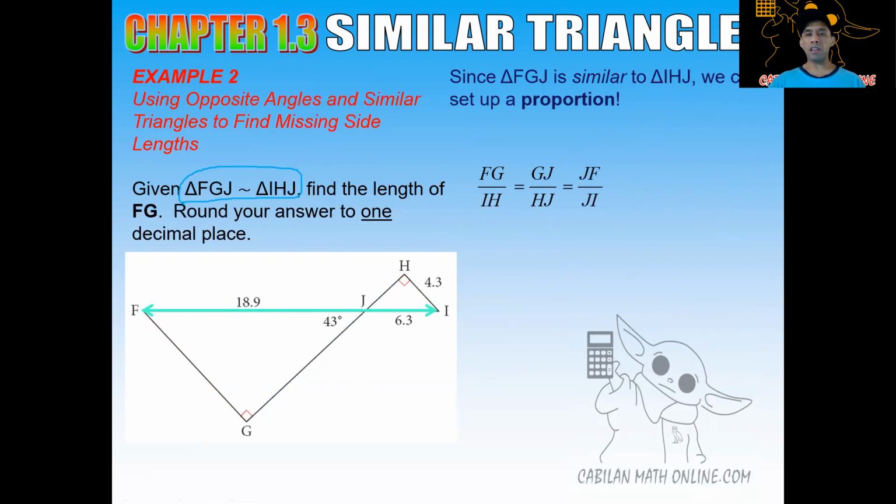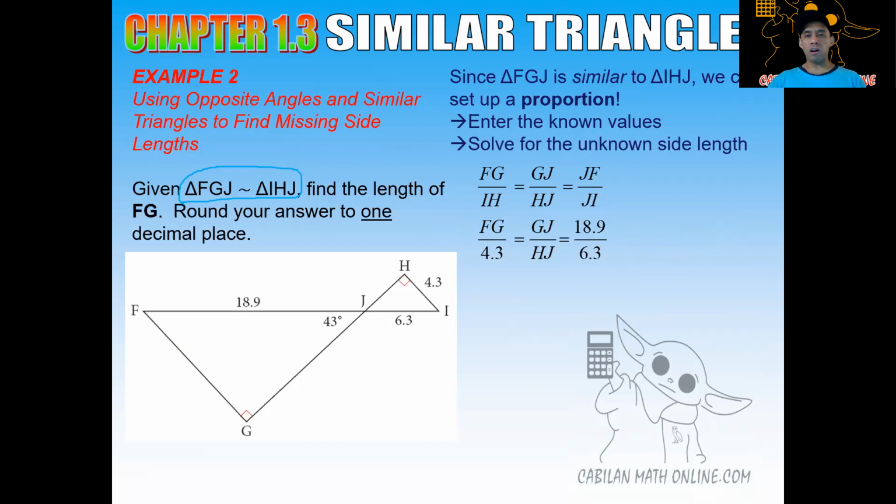Next, we're going to put in the numbers. Starting off with F to G over I to H, that's going to give us F to G over 4.3. F to G is the set of letters we're going to be solving for. Then G to J over H to J has no numbers, so we're just going to write it as is. And last but not least, we have 18.9 over 6.3.